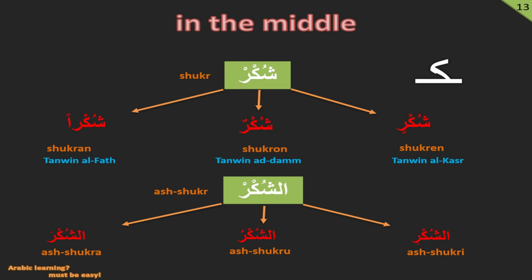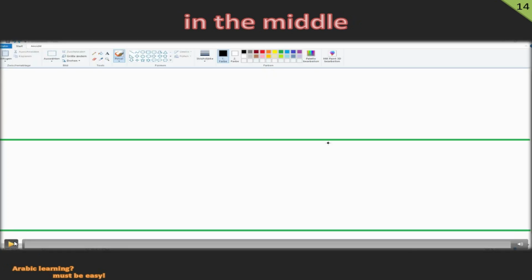Now, shukr with al-ta'rif is al-shukr. With fatha at the end would be al-shukra. With dhamma at the end, al-shukru. And with kasra at the end, al-shukri. Now, a video to show how to write the examples.